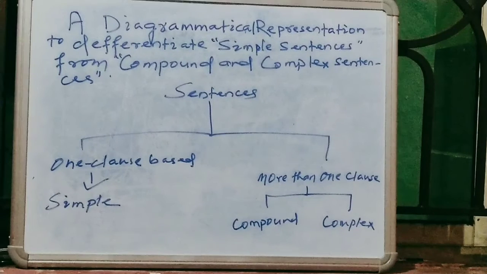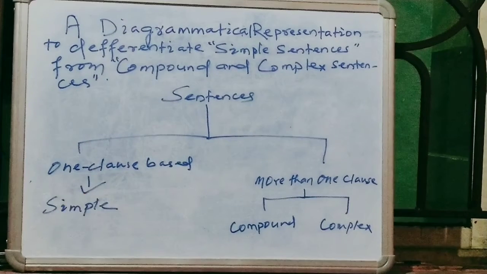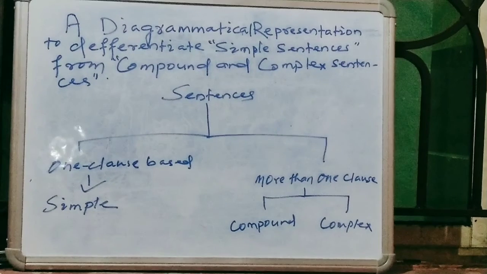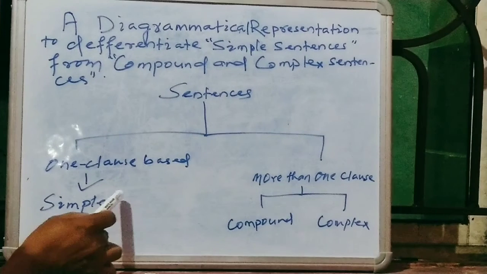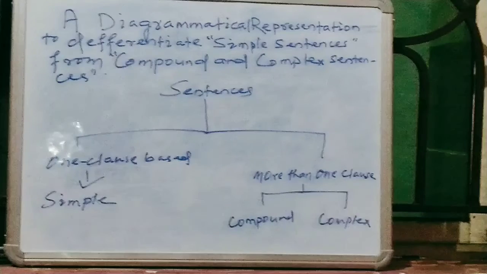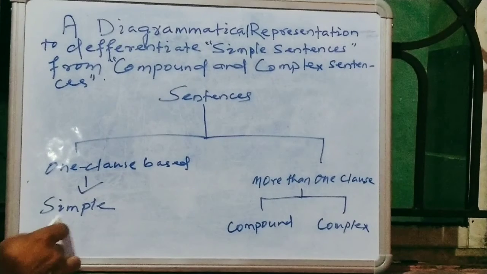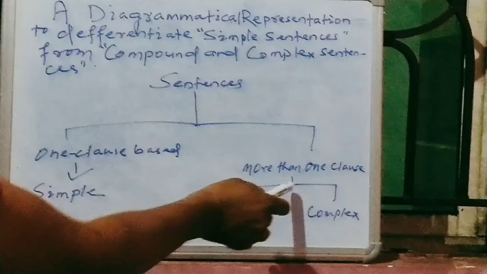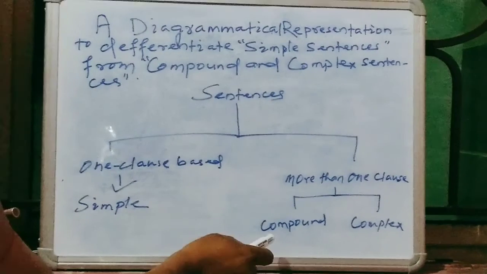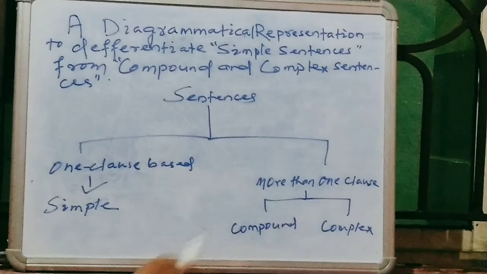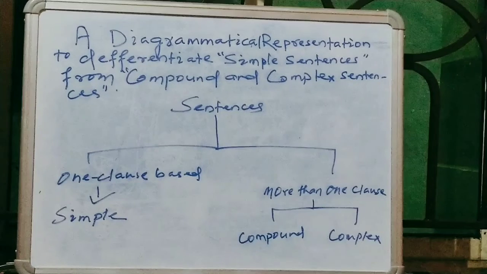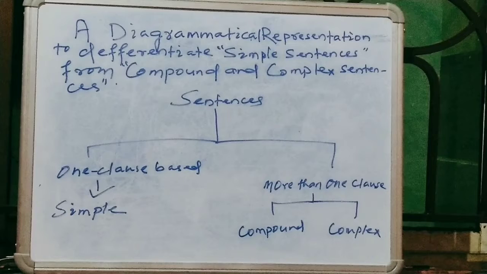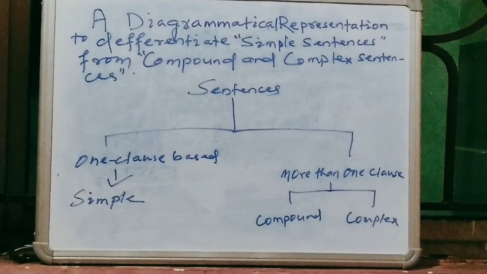Then you see, so when one clause based is there, you must be sure of that it is a simple sentence, because in my last class I have already told you a simple sentence is equal to one clause based, means one clause based sentence is equal to a simple sentence. And if we have more than one clause, then we must be sure that it is either a compound sentence or a complex sentence, right? So I think you must not have any doubt over this. Sure?